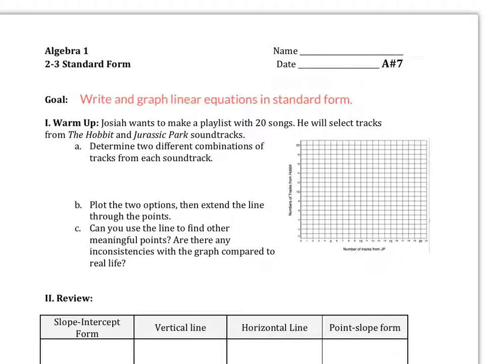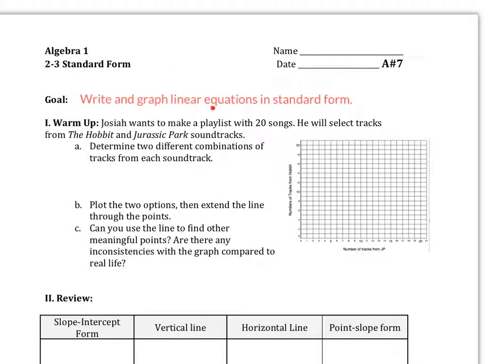So by way of introduction, let's read this, pause, and give yourself some time to consider it. Josiah wants to make a playlist with 20 songs on his handy-dandy device. He will select tracks from The Hobbit and Jurassic Park soundtracks. Determine two different combinations of tracks from each soundtrack. So if he grabs 10 from here, how many must he grab from here, etc.